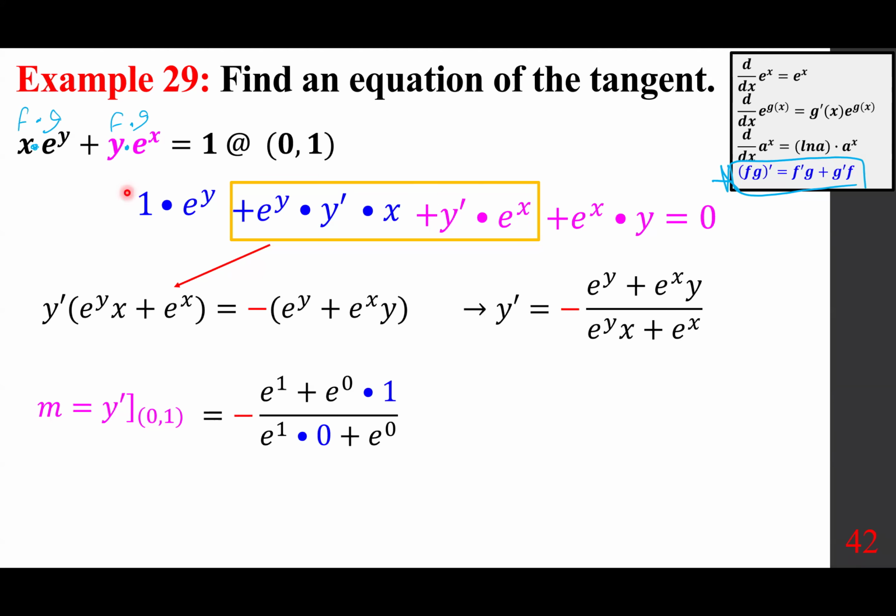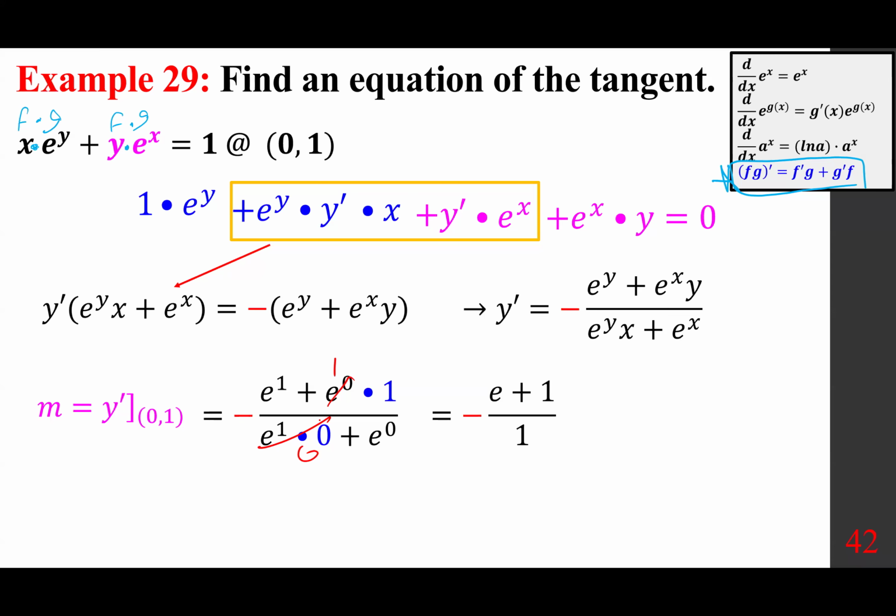In other words, this is your calculus step. Everything else is algebra, everybody. So negative remains. What is e to the power of 1? e. What is e to the power of 0? 1. So this is e plus 1. Doesn't matter what this is, times 0 becomes 0, e to the power of 0 is 1. And this is the exact answer.